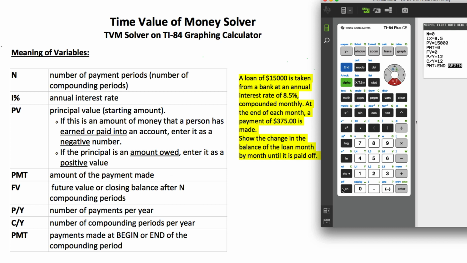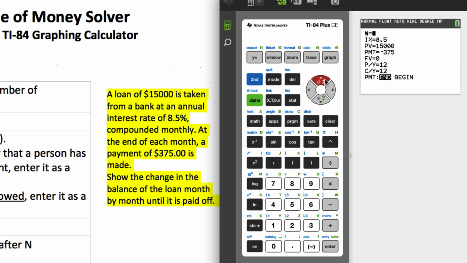We are paying the loan off. We are paying $375, so we're going to enter that as a negative $375. Future value, well, we want the future value of this loan to be 0. We want it paid off. Payments per year, we're making 12 payments per year every month. Compounding per year is 12, so that's good. And our payment is being made at the end of the month. We have all of our variables set, so we're going to zoom up to our n, and we're going to solve, which is the green button on the enter button, alpha solve, and there you go, 47.2 compounding periods, which is months. And that converts into just under 4 years as we saw in the spreadsheet.